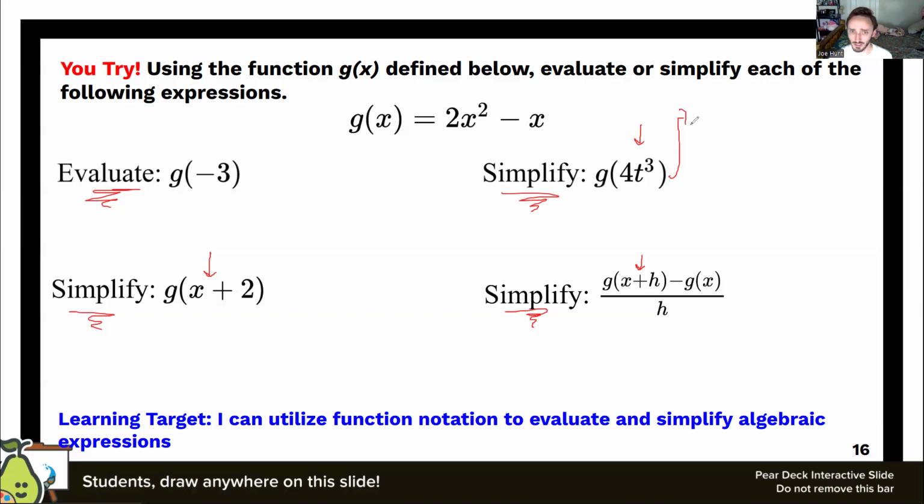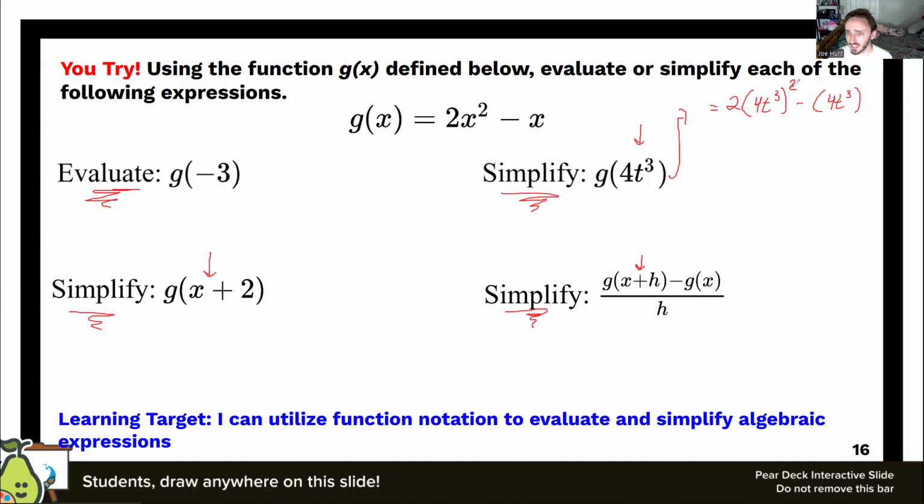So what we're going to do is the same process. It's just here I'm going to say that instead of 2x to the second, I'm doing 2 times (4t to the third) squared minus 4t to the third. So the procedure is no different. It's just a little bit more of a complex simplification that I'm doing.